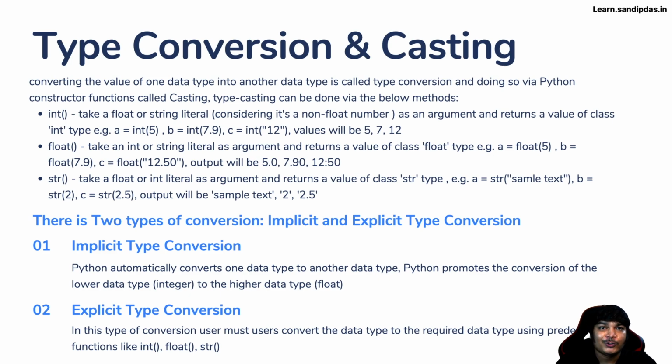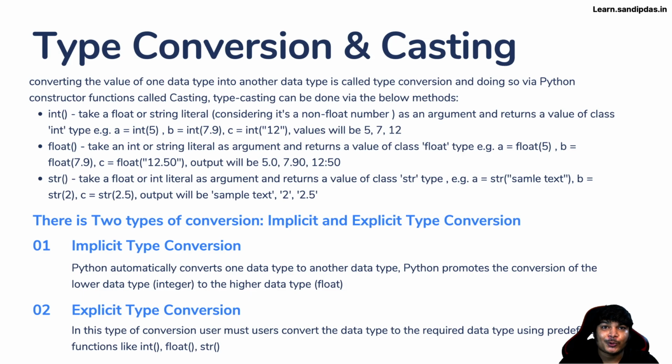Notably, there are two types of conversion: implicit type conversion and explicit type conversion. In implicit type conversion, Python automatically converts one data type into another data type. Python promotes the conversion of the lower data type, that is integer, to the higher data type, that is float. For explicit type conversion, the user must convert the data type into the required data type using proper functions like int, float and string.